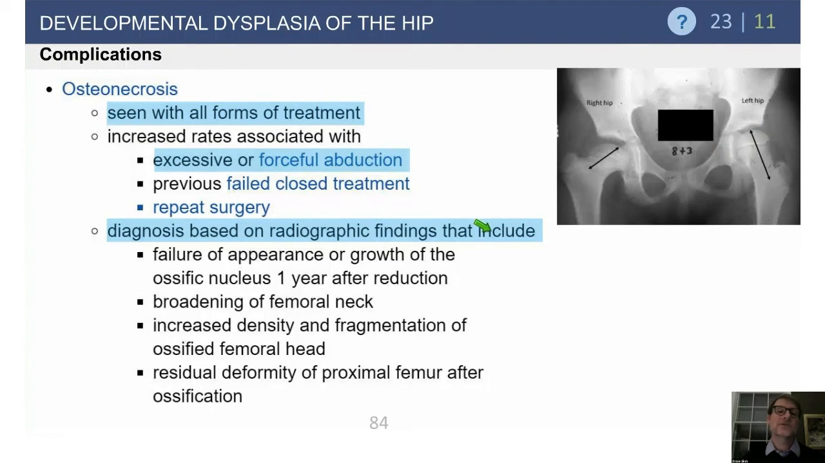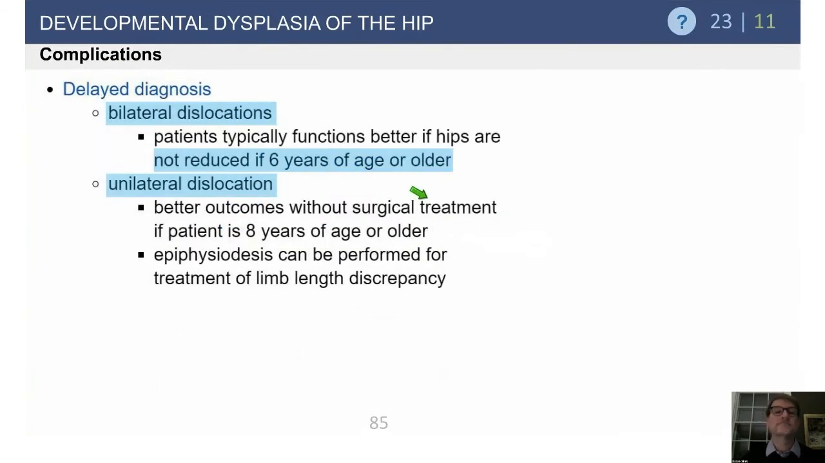So the diagnosis is based on radiographic findings that include all these things here. And again, failed closed treatment is more common with excessive forceful abduction or repeat surgery. Delayed diagnosis, bilateral dislocation. So if you see them and they're greater than 6 years of age with dislocated hips, the textbook answer is to leave them both out. If it's unilateral, you'll be more aggressive because of the leg length problems. And in that situation, you may go up to age 8 and reduce the hip to even out the legs. So age 6, usually leave them alone. Up to age 8, the unilaterals, you want to be more aggressive.